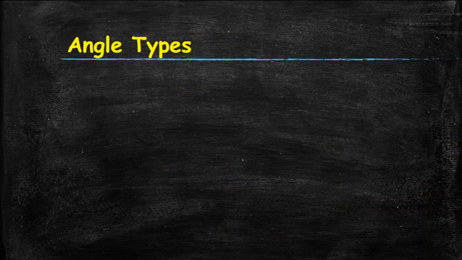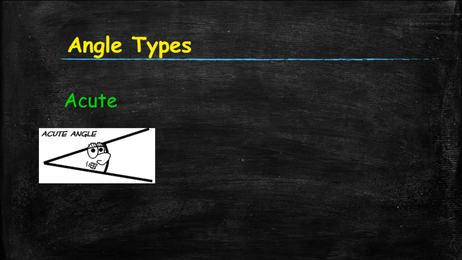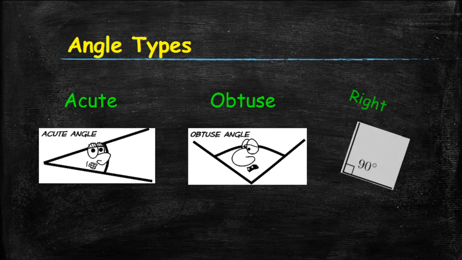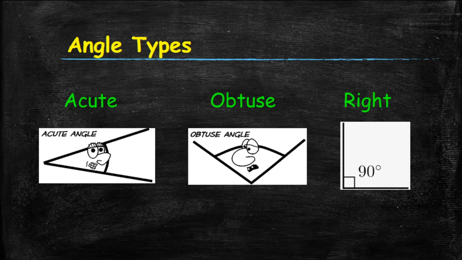For our angle types, we have acute angles, which are less than 90 degrees. And we think the angle measure is smaller than 90. It is small. It is cute. Kittens are cute. They're little. The angles are little. They are acute angles. Then we have obtuse angles, which are greater than 90 degrees. And then we have right angles, which are exactly 90 degrees.